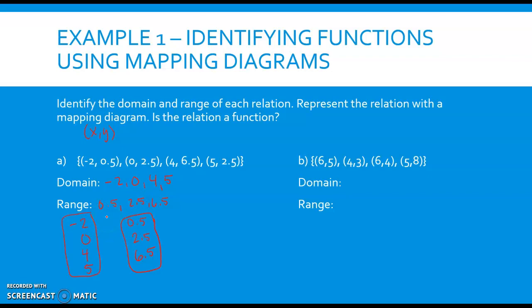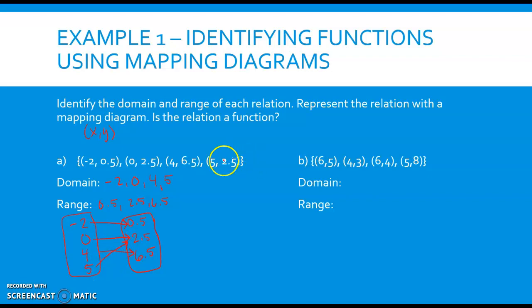From here, it is exactly what it sounds like. I just map my -2 to 0.5. So I'm going to draw an arrow from -2 to 0.5. From 0 to 2.5, I'm going to draw an arrow. From 4 to 6.5, I'm going to draw an arrow. And then from 5 to 2.5, oops, I was going to 6.5, not 2.5. From 5 to 2.5, I draw an arrow.